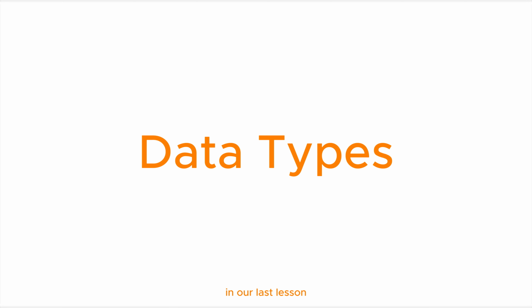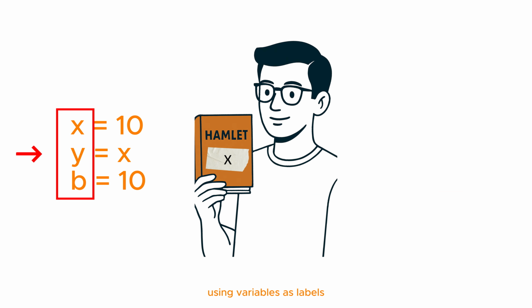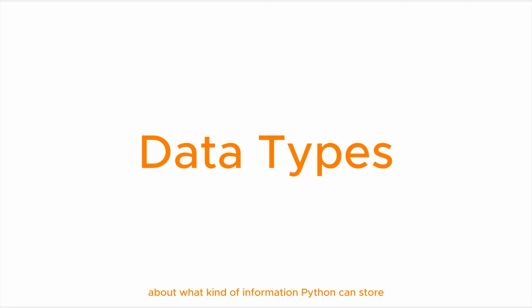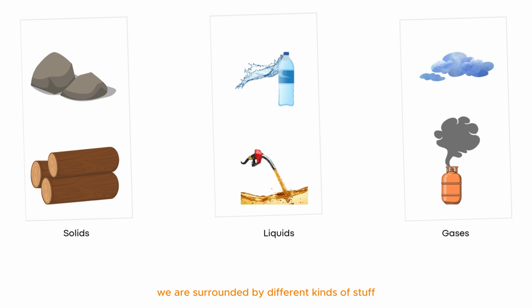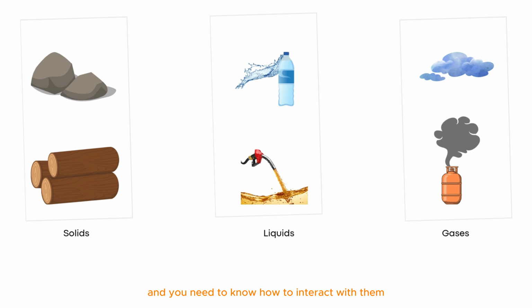In our last lesson, we learned how Python stores information using variables as labels. Today, we are going to learn about what kind of information Python can store. In our daily lives, we are surrounded by different kinds of stuff. We have solids, like a rock or a piece of wood. We have liquids, like water or fuel, and we have gases as well. Each of these has its own properties, and you need to know how to interact with them.